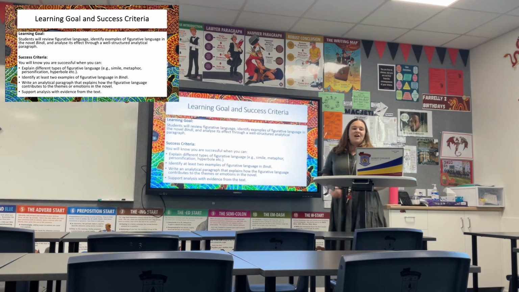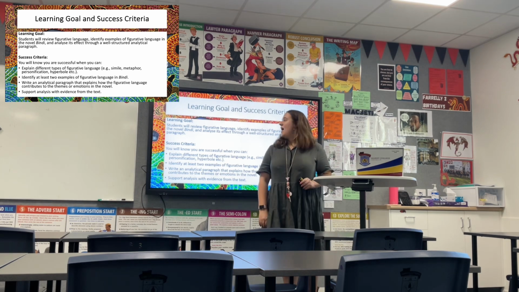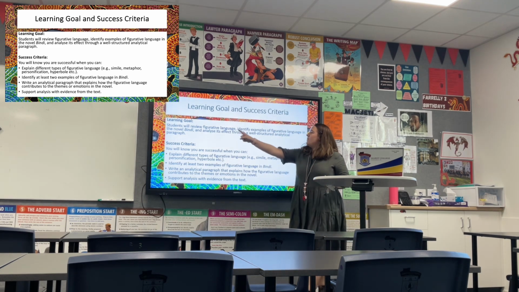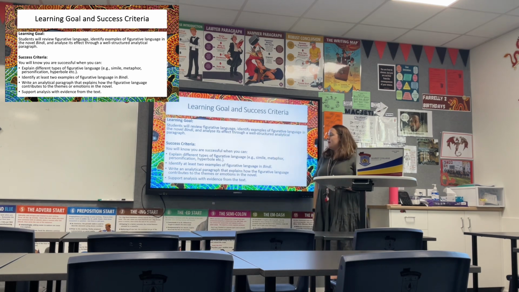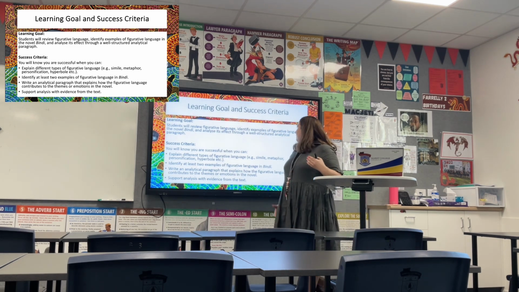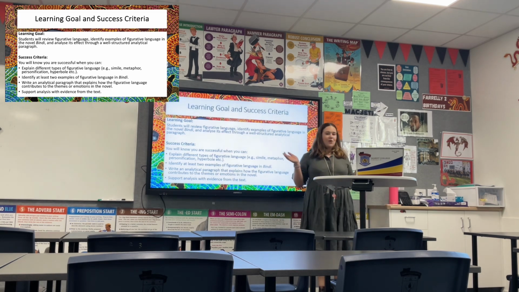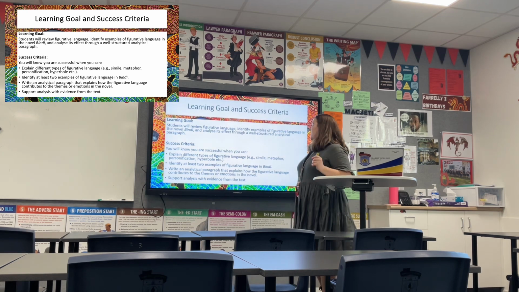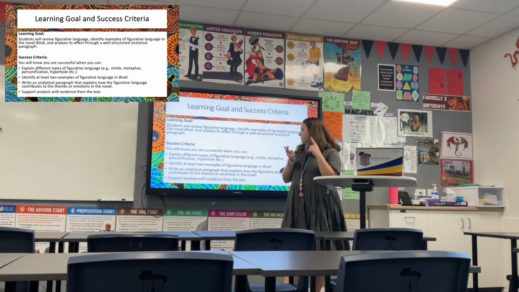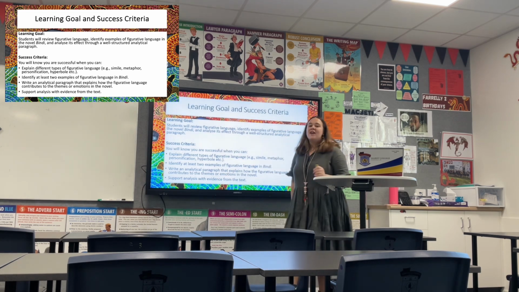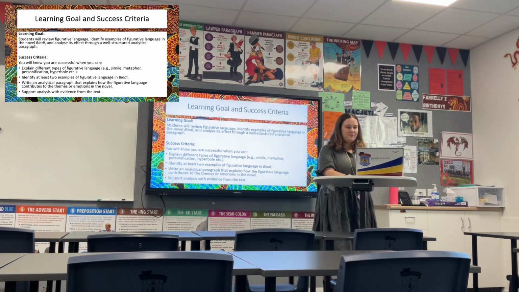So let's start with our learning goal and success criteria. Could you please write these down in your notebook? Our learning goal is that we will be reviewing figurative language and identifying examples within our novel Bindi. We will also be analysing its effect through a well-structured analytical paragraph. So, how will you know you're successful? Well, you will know you're successful when you can explain the different types of figurative language, such as simile, metaphor, or personification, and you can identify at least 2 examples of this in our novel Bindi.